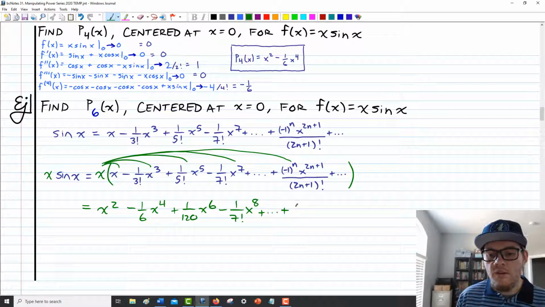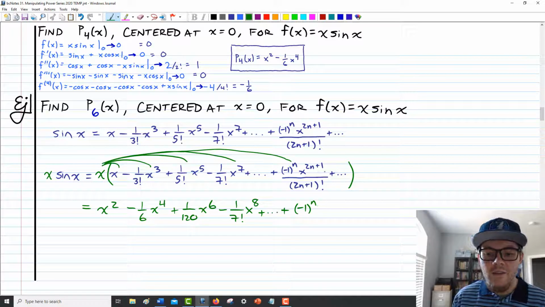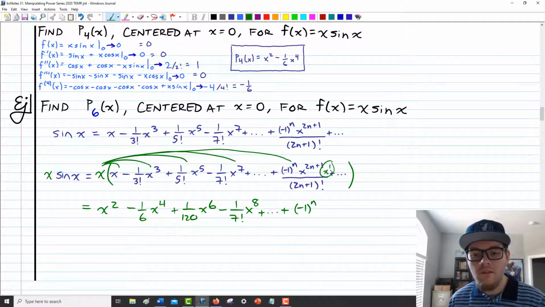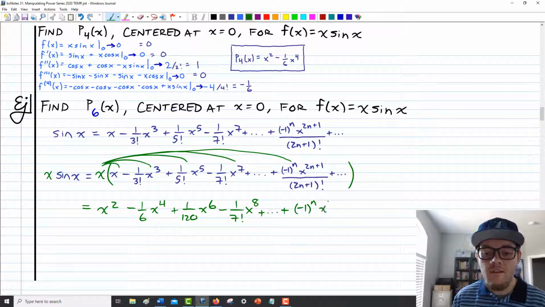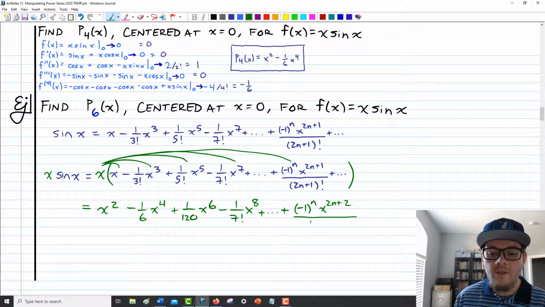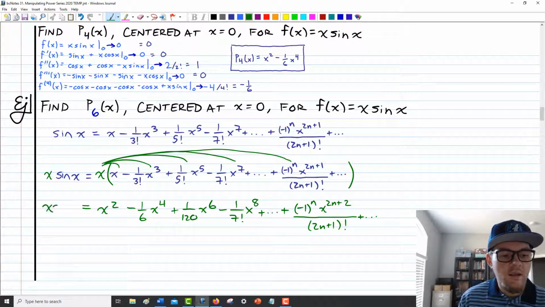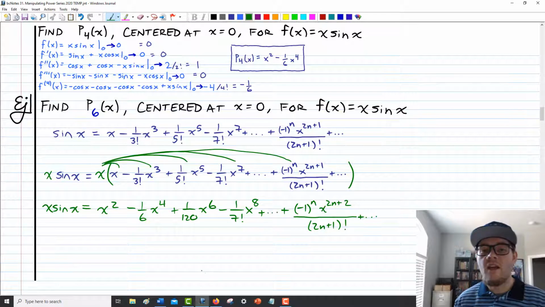The one thing we do need, though, is the general term. And in this case, if we multiply by x, that's just like multiplying times x to the first. Right there, it's not a prime, that's a 1. And if we multiply x to a power times x to a power, we add those exponents. And that's the same thing as having x to the 2n plus 2 divided by 2n plus 1 factorial. So there is our full expression. This is indeed the power series for x times sine of x.